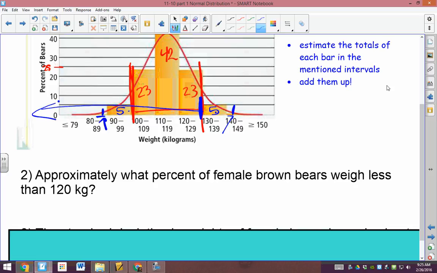So if we're finding the percent, so everything lower than 120, what numbers am I going to add together? 23, 42, 23 again, right? 5 and 1. And 5 and 1. And when we add those together, what's that? I think that's 71.